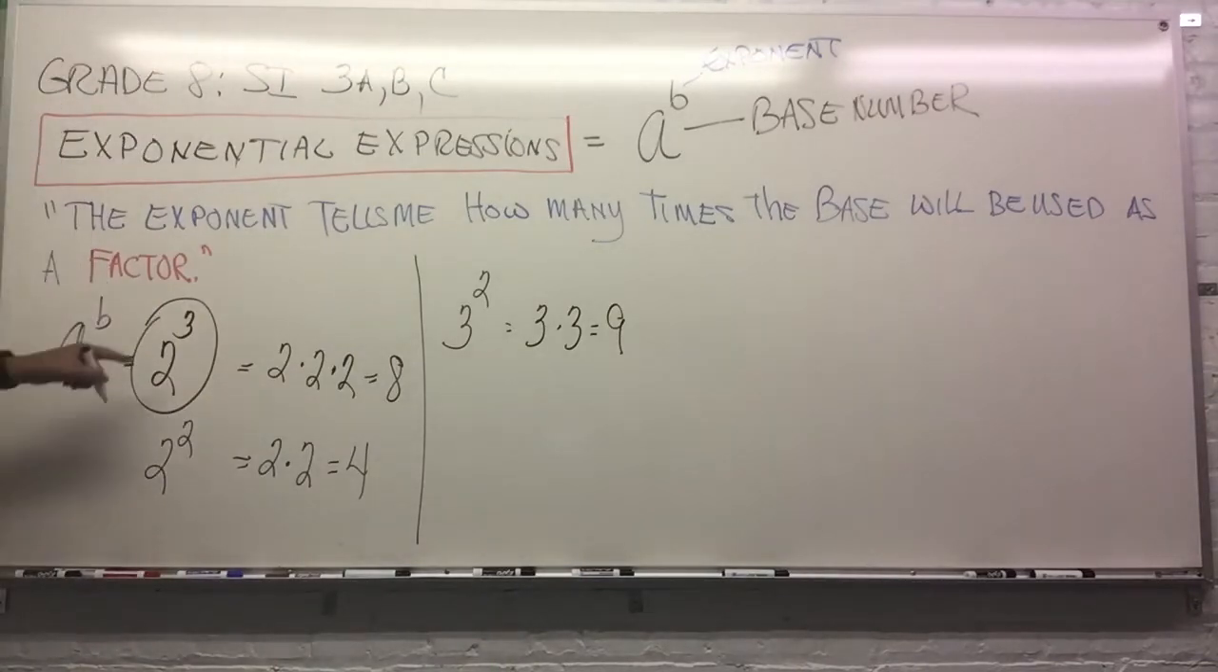So it may seem like 2 to the third power and 3 to the second power should be the same, but they're not. Because 2 multiplied by itself 3 times makes 8. 3 multiplied by itself 2 times makes 9. So, of course, if I change this around, it's still the same thing.